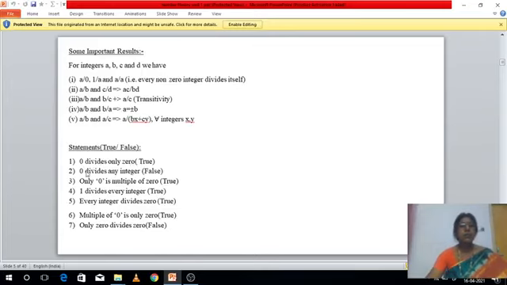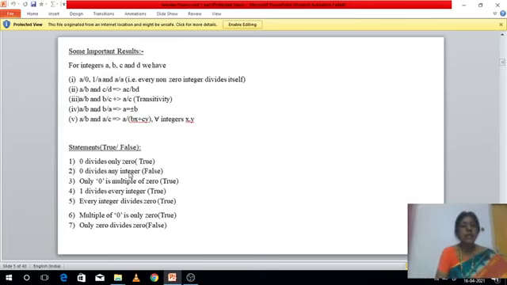0 divides only 0. The second one is 0 divides any integer. Next, only 0 is a multiple of 0. 1 divides every integer. Every integer divides 0. Multiple of 0 is only 0. Only 0 divides 0. The answers are already given here. 0 divides only 0 is true.